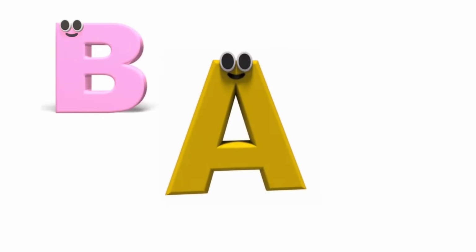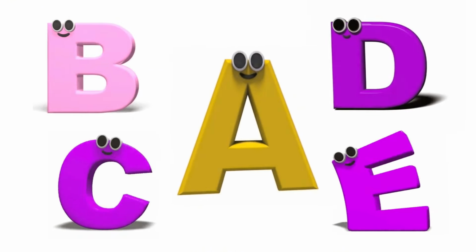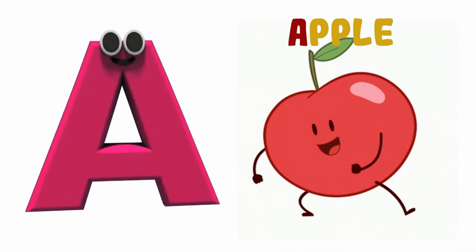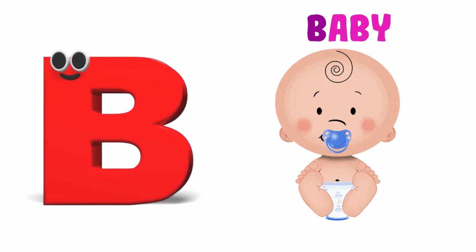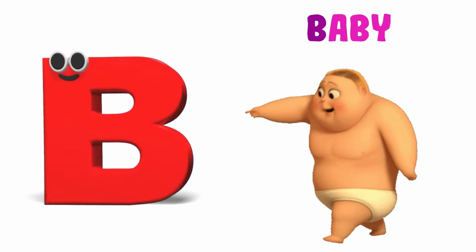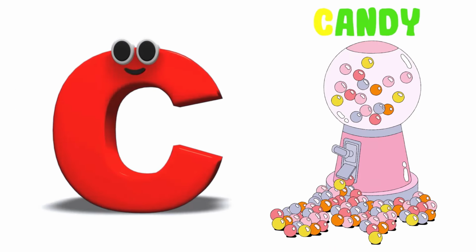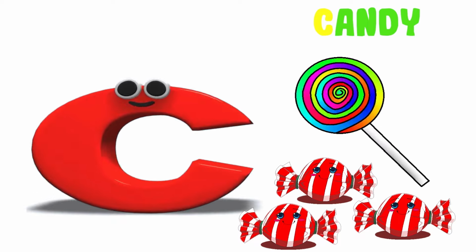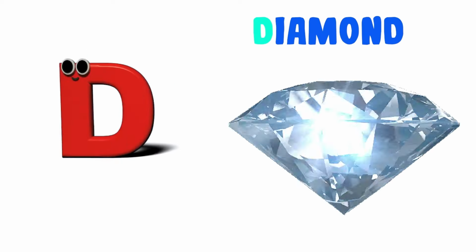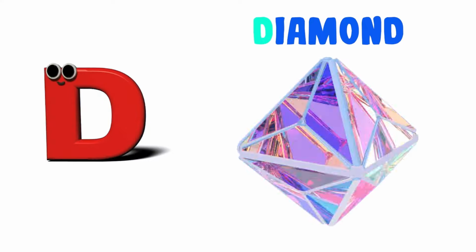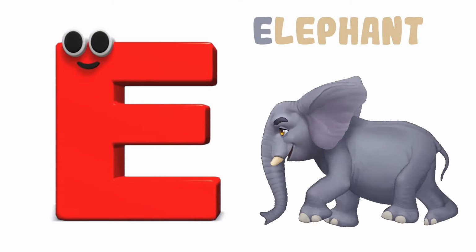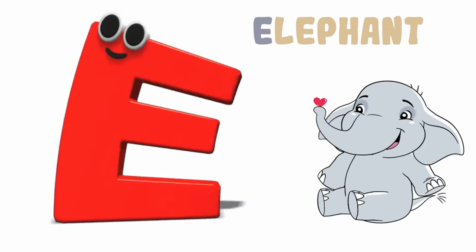Do it again. A is for apple, a, apple. A, apple. B is for baby, b, b, baby. B, baby. C is for candy, c, c, candy. C, candy. D is for diamond, d, d, diamond. D, diamond. E is for elephant, eh, eh, elephant.